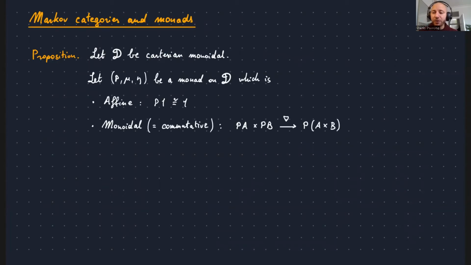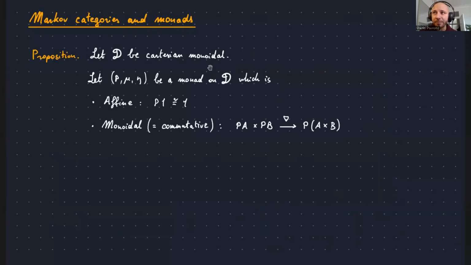You might have heard of probability monads, and those are very closely related to Markov categories. If you don't know about monads or about probability monads, I'm going to put in the description of this video a link to a video which is an introduction to monads and probability monads. So you might want to pause this video and watch that, and then come back to here if you want. Okay. But for those of you that know about probability monads, here's the link with Markov categories.